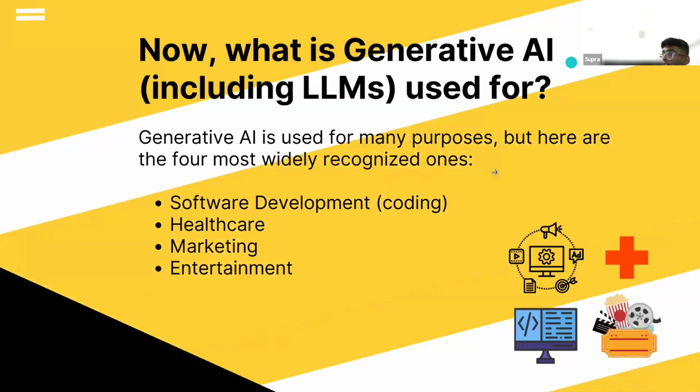Okay, so we talked about what Gen AI is used for. Software development: coding, like generating code using things like GitHub Copilot. We talked about healthcare, maybe diagnosing patients based on symptoms, surgical robots, things like that. Then we talked about marketing, how AI gives you ads based on what you like or what you do on the internet. Then we talked about entertainment, where AI can sometimes be used to generate effects for movies, shows, video games, things like that.